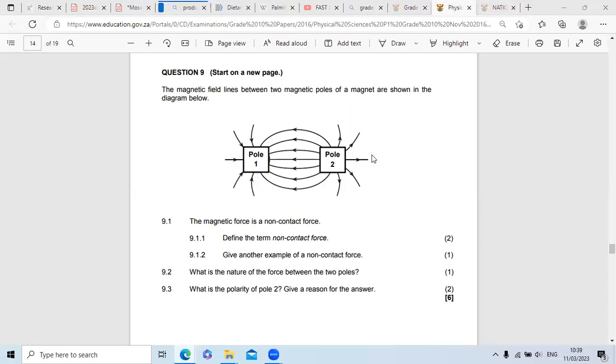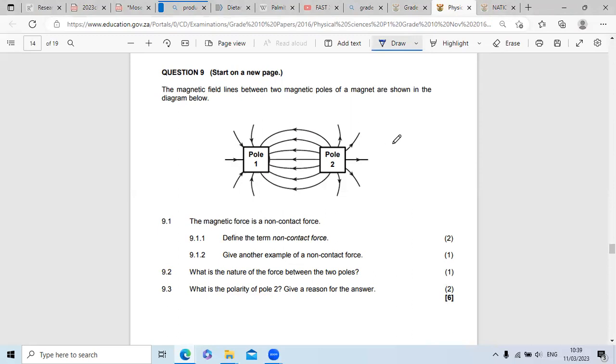And then they say, what is the nature of the force between the two poles? If you look at these two poles, are they attracting or are they repelling? That's basically what they're asking. Can you answer? Is it repelling? No. So basically, what happens when two magnets are repelling?